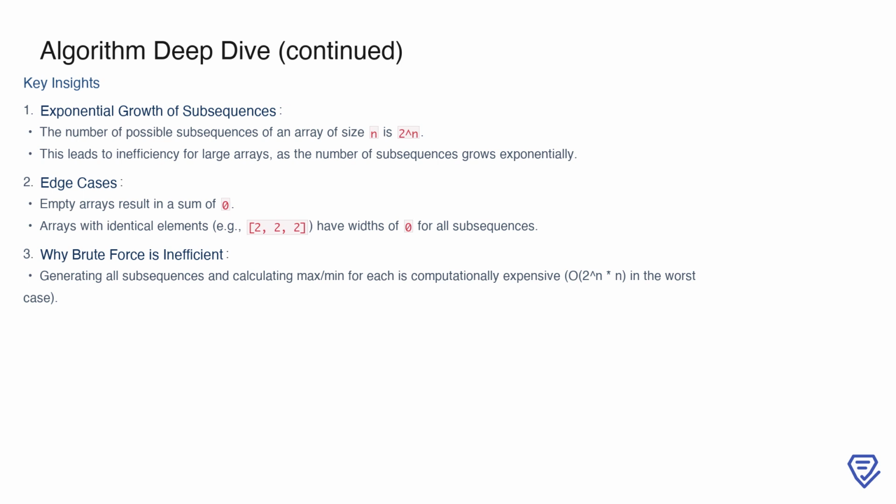This exponential growth and the need to compute the max and min for every subsequence make the brute force approach highly inefficient, with a worst-case time complexity of 2 to the power of n times n.